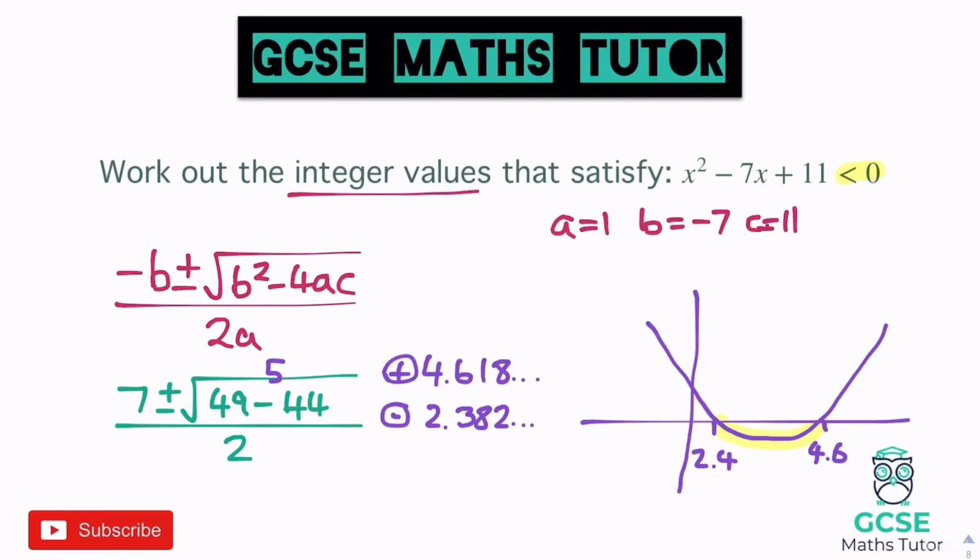If we were to write this as an inequality, we'd have 2.382 on one side, and on the other side 4.618, and it's saying what whole numbers are between these two values? Well, definitely 3 and 4. Okay, not big enough to get to 5 because obviously it cuts off at 4.6, but 3 and 4 are between those two solutions there. So they are the integer values that satisfy that inequality. Anything less than 2.4 or higher than 4.6 would not be less than 0 there when you sub them in. So they are the two values that we've got.